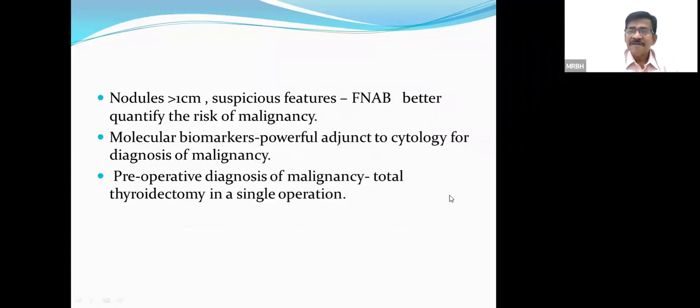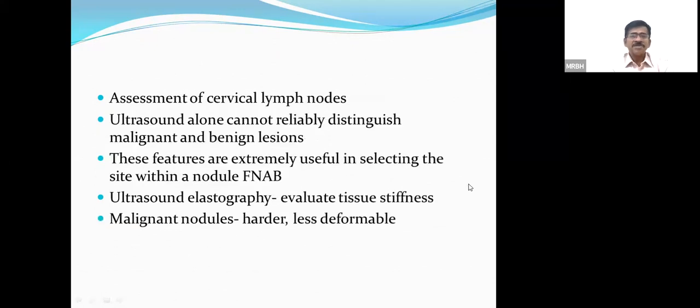Nodules which are more than 1 centimeter having suspicious features, FNAC can quantify the risk of malignancy. Addition of molecular biomarkers to cytology can help in more diagnostic accuracy for malignancy. If you have a preoperative diagnosis of malignancy, the procedure should be a total thyroidectomy in a single operation. Assessment of cervical lymph nodes is also important, and ultrasound alone cannot distinguish malignant and benign lesions in lymph node. These features are extremely useful in selecting the site within a nodule for FNAC. Ultrasound elastography, as already said, also helps in assessing a thyroid nodule. Next.